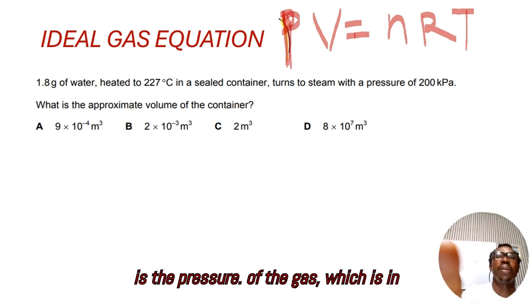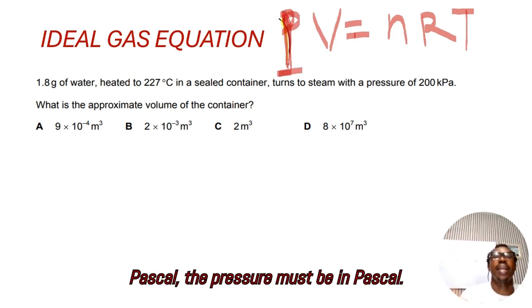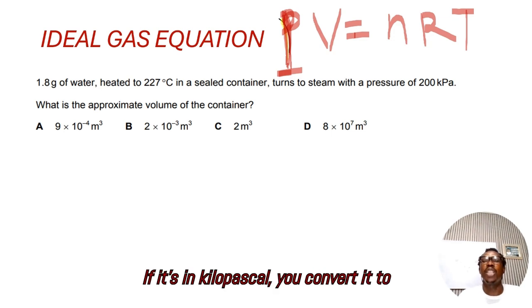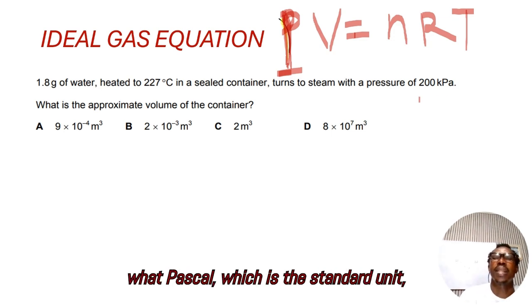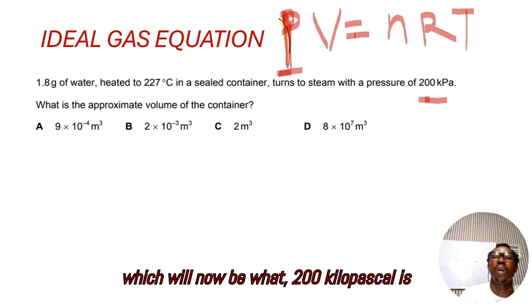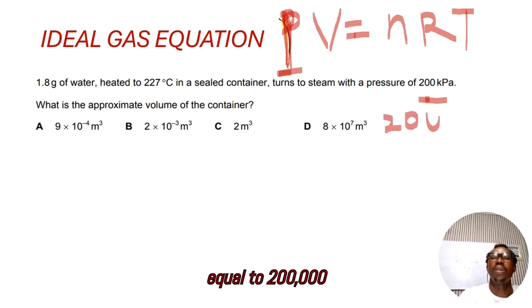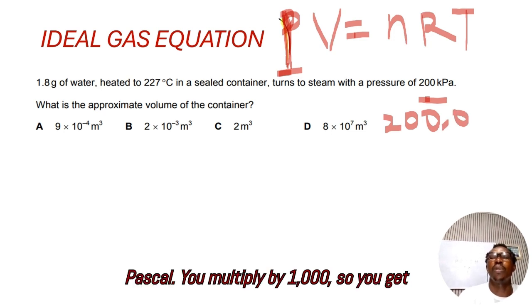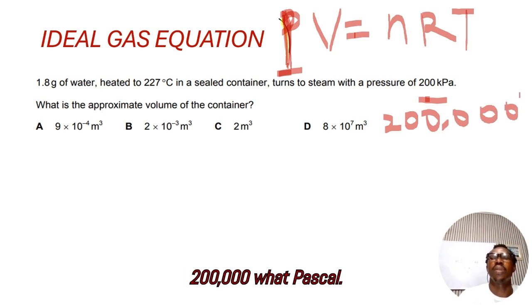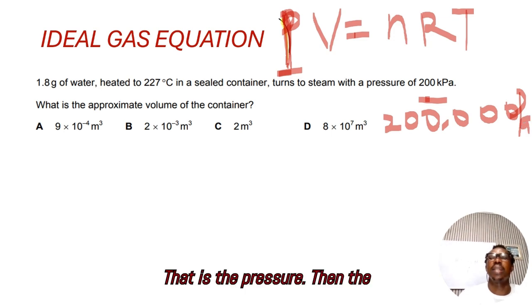So P is the pressure of the gas, which is in Pascal. The pressure must be in Pascal. If it's in kilopascal, you convert it to what? Pascal, which is the standard unit, which will now be what? 200 kilopascal is equal to 200,000 pascal. You multiply by 1,000, so you get 200,000 Pascal. That is the pressure.